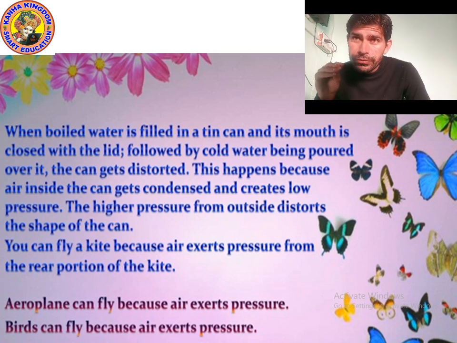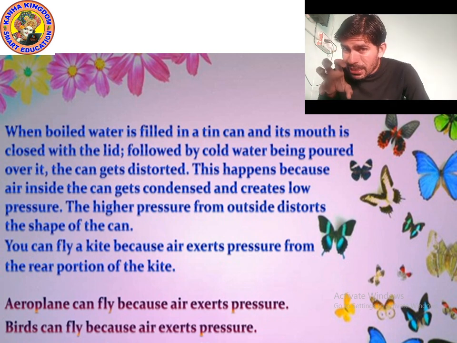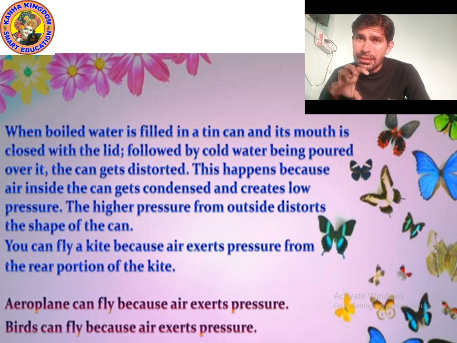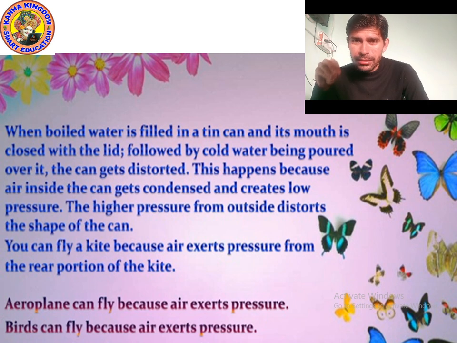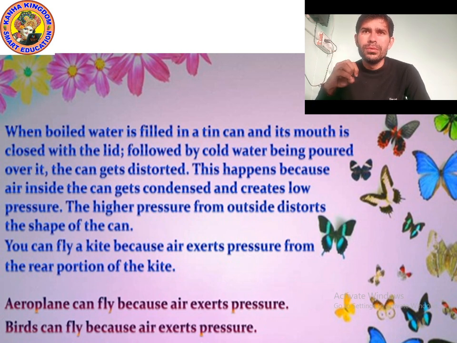Even if you fill the boiled water in a plastic bottle, the shape and size of the bottle will change. Why? Because when you fill the water inside the tin can, the air also goes inside it. So this happens because the air inside tries to come out, and the higher pressure from outside distorts the shape of the can.